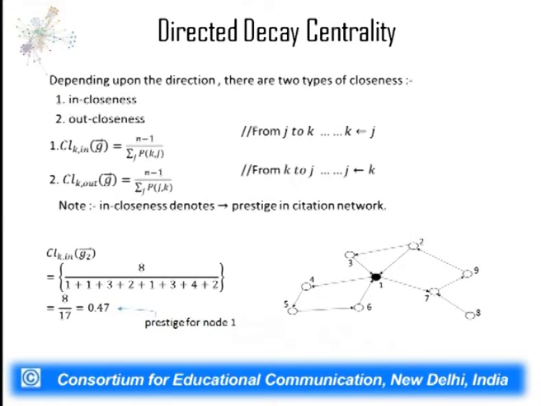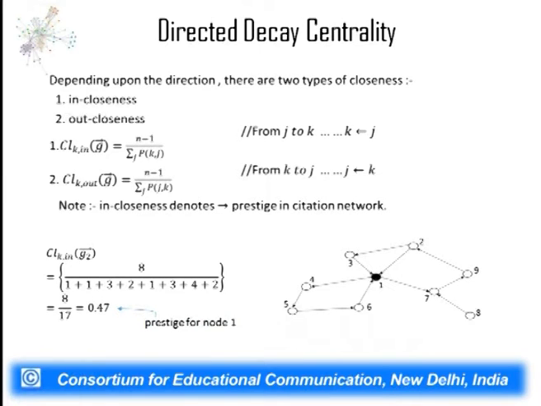Now again, for the directed case, we will have in closeness and out closeness. In closeness is given by the first formula, and out closeness is given by the second formula. The only difference over here is the direction. Now we are going to check for the shortest paths on the basis of directionality. Even if there is a link and connectivity, we cannot say that they are connected in a directed manner. So we have to check the direction as well.